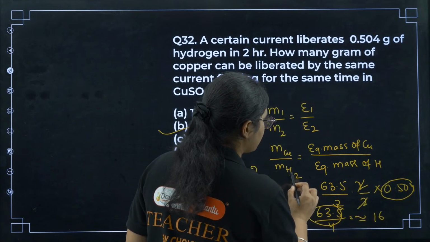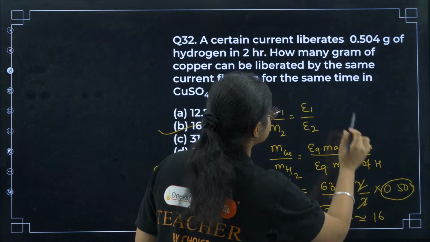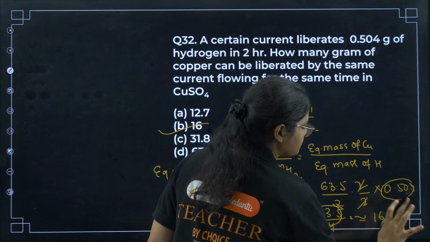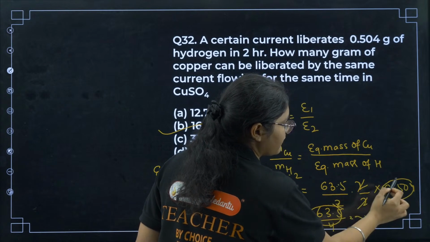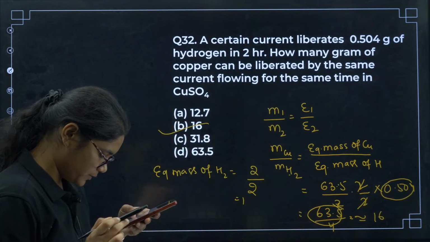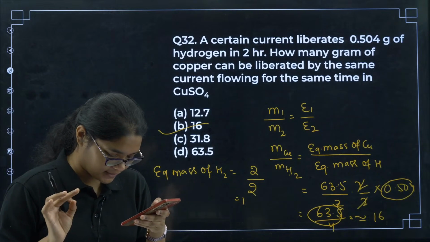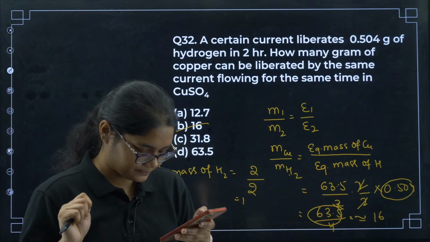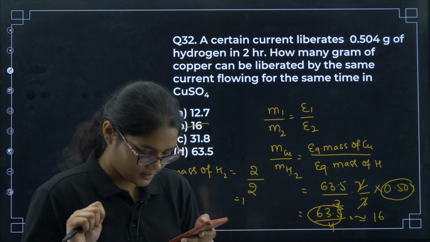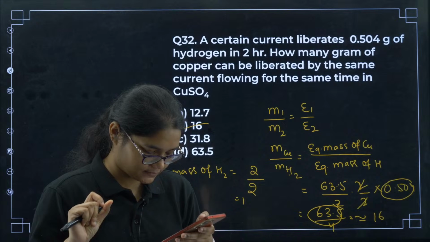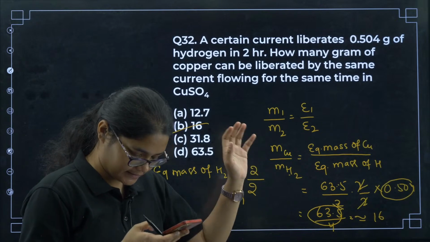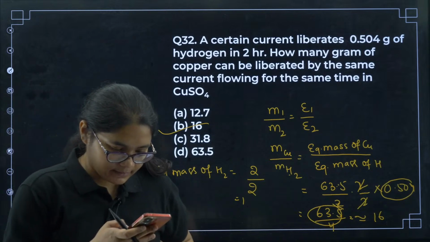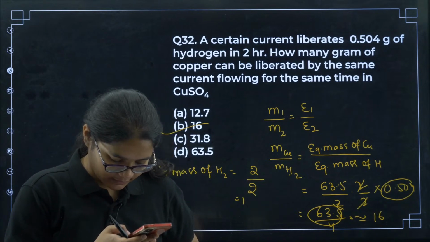Next, I have to multiply this MH to this side, so that is 0.504. So 0.5 I can write as 1 by 2. So 63.5 divided by 1 by 4. Yes, so it will be 16 mass. Vishal, is it clear now? Please see this method. Is it clear to you or not? Tell me. 32B, 16 will be the correct answer.